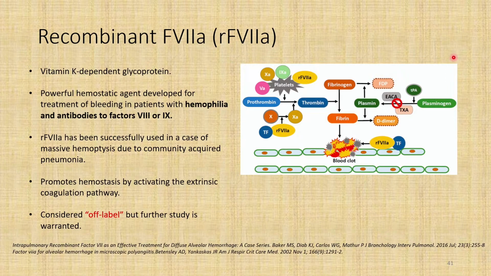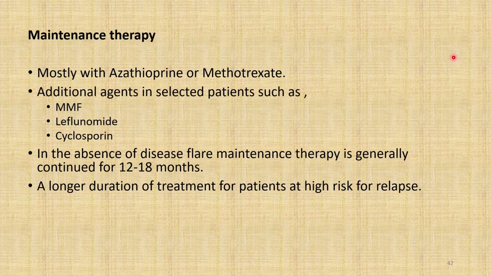A word on recombinant factor 7. We know that it has been used for hemophilia and antibodies to factor 9 and factor 8, and it has been used in pulmonary medicine for massive hemoptysis, and it's considered off-label in this DAH.